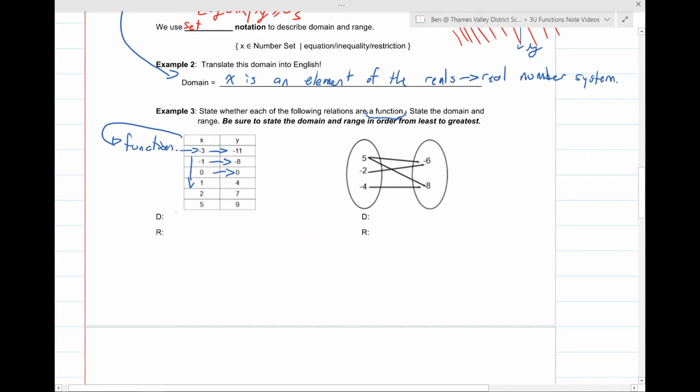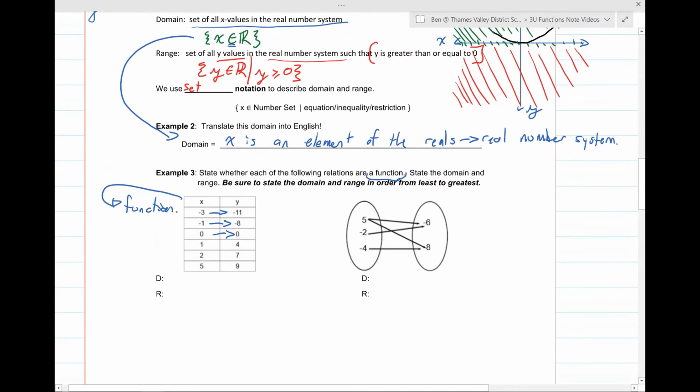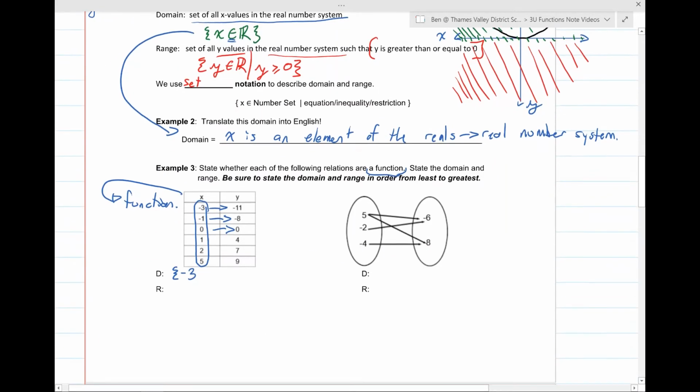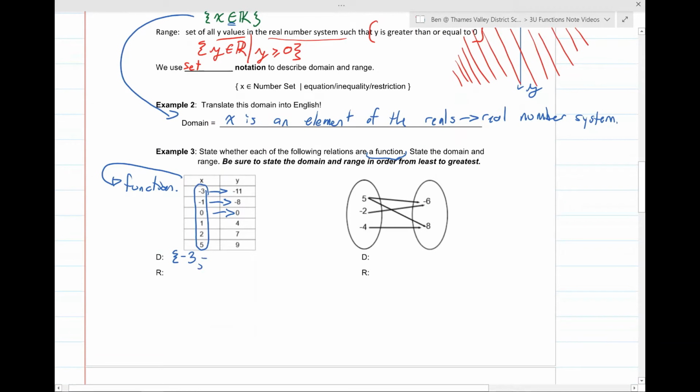And if we look at the domain here, we might notice a pattern, and that's fine, but the way in which we stated our domain before, where x is an element of the reals, we don't necessarily need to say that because we're actually given all of the x values here. So the domain that we're working with is going to be just a list of all of those possible x values. Remember, domain means all possible x values. So here our domain is negative 3, negative 1, 0, 1, 2, and 5.